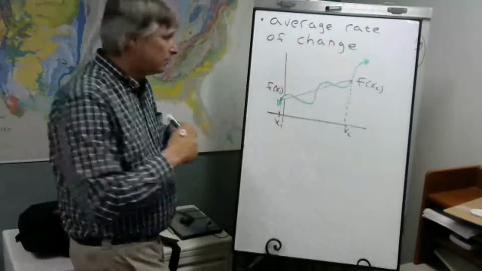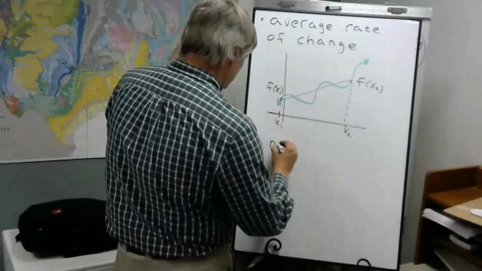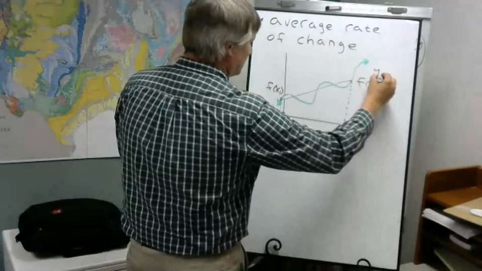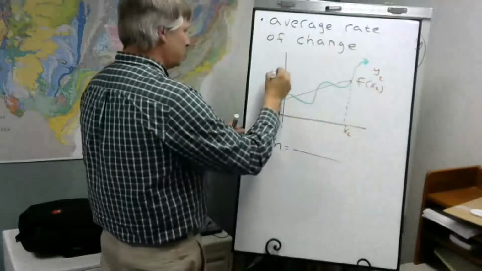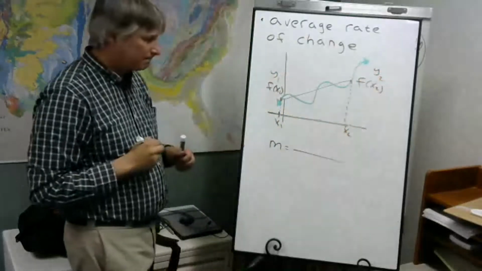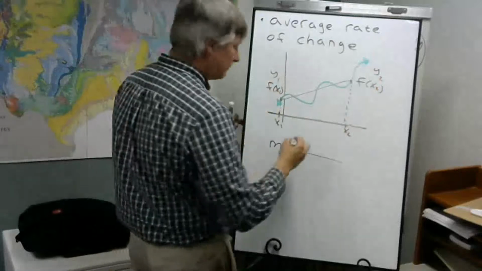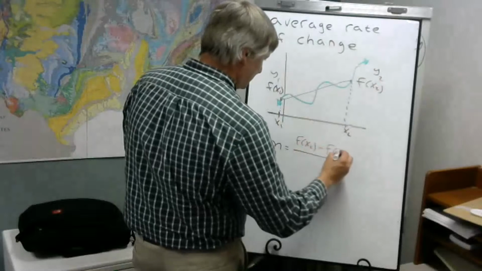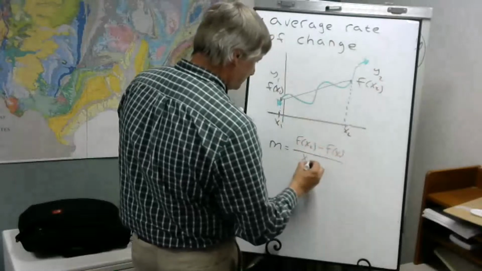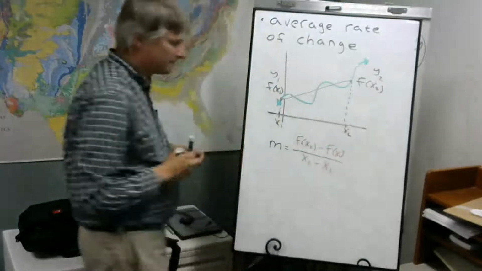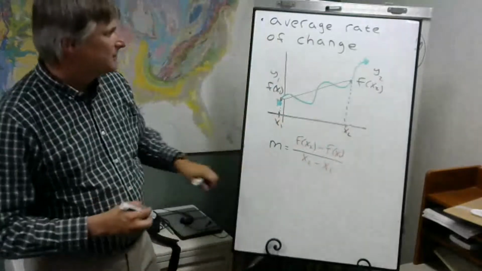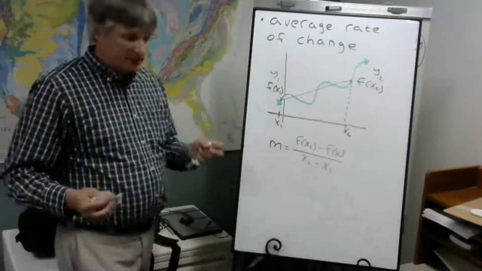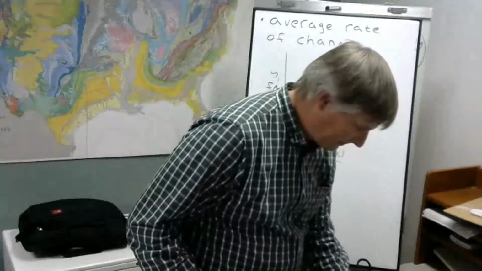And so we compute a slope. This will be our y2 to go with x2. This will be our y1 to go with x1. So y2 minus y1 will be f of x2 minus f of x1, over x2 minus x1. And this slope is the average rate of change. So let's do an example.